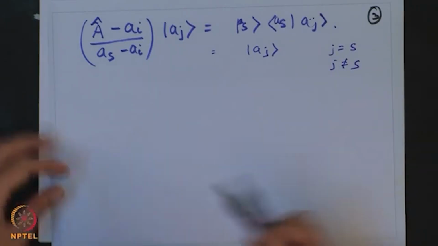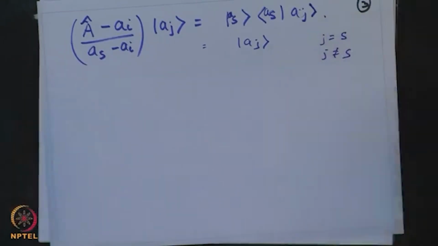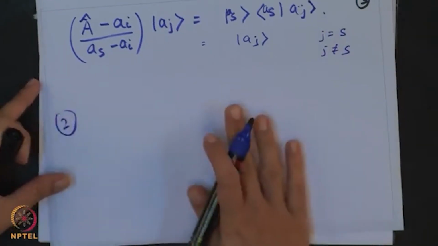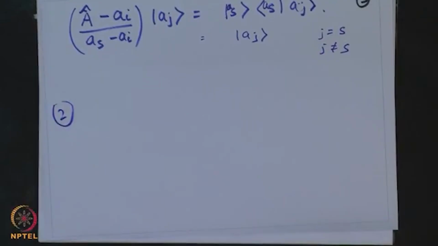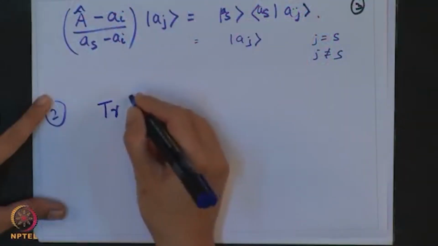So, now let us go to the second problem. Now, in problem 2, this is an exercise for you to get hands on Bra and Ket notation. So, Bra and Ket notation you have to use to calculate that the trace of x and y is equal to trace of y into x. So, this is what we have to prove.